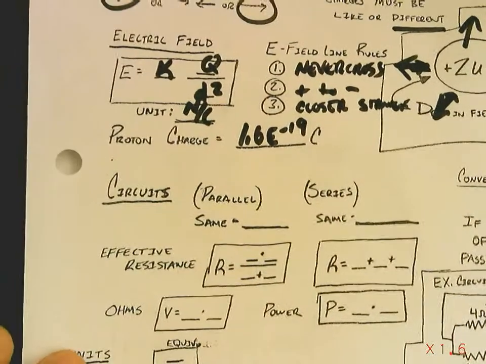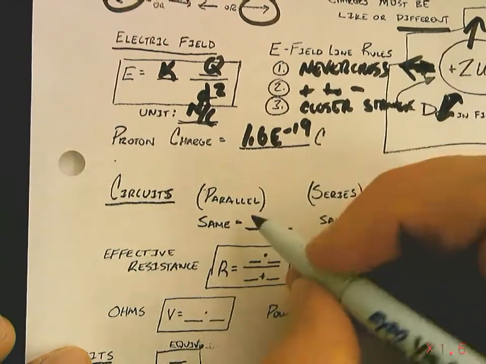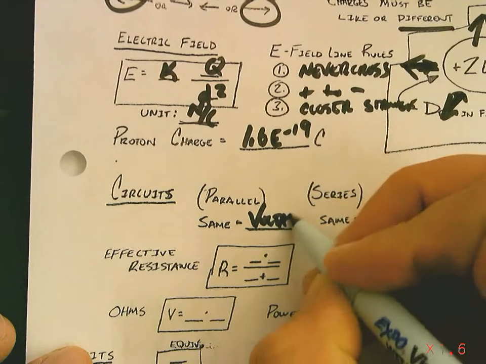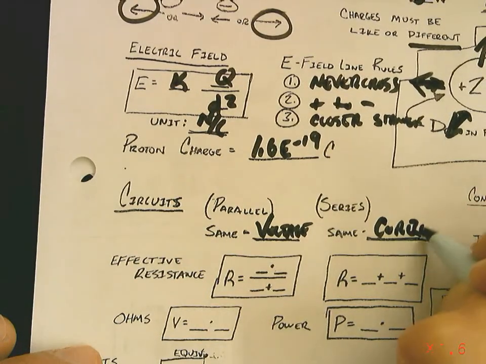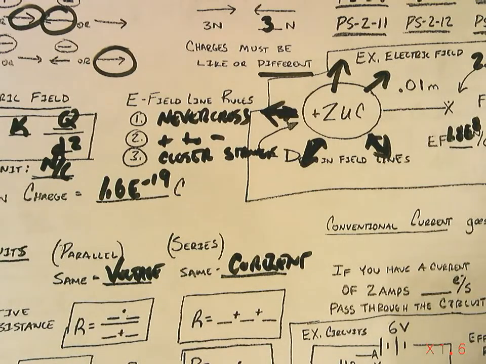Take a look at circuits now. So there's parallel and series. Parallel has the same voltage. Series has the same current. Conventional current always goes from positive to negative.